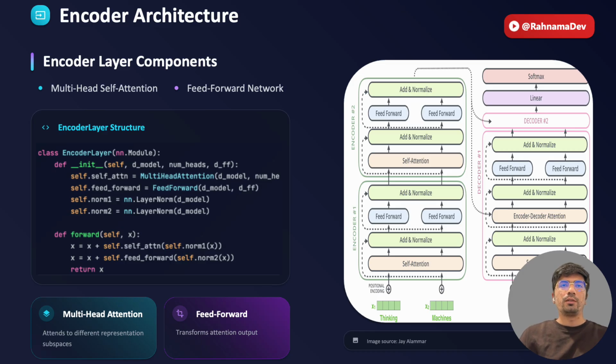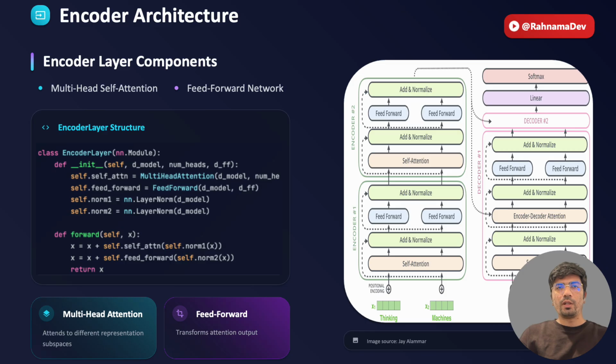The first component is multi-head self-attention. As we discussed earlier, self-attention allows the model to attend to different parts of the input sequence. But what does multi-head mean? Instead of having one attention mechanism, we have multiple ones running in parallel. Each head can learn to focus on different types of relationships.